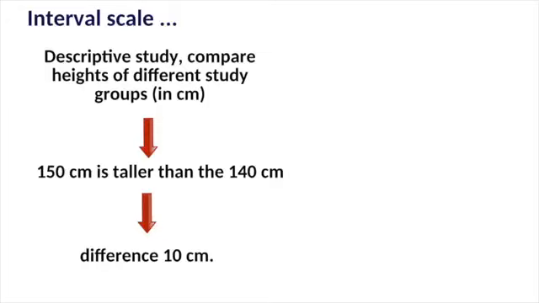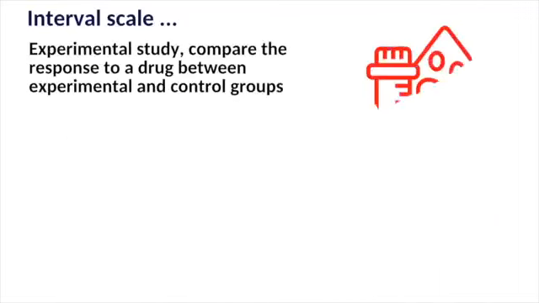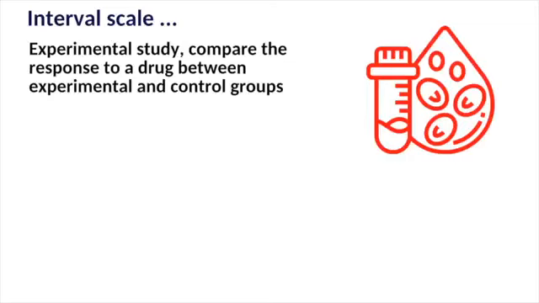A person who is assigned the number 150 centimeters is taller than the person assigned the number 140 centimeters, and the difference of height between these two persons is 10 centimeters. Or else, an instance where the researcher plans to determine whether the weight of a study population is associated with their heights can be taken as an example of a situation where data in interval scale is used when determining associations. In experimental studies where the researcher compares the response to a drug between experimental and control groups, he or she may use interval scale to record the results.